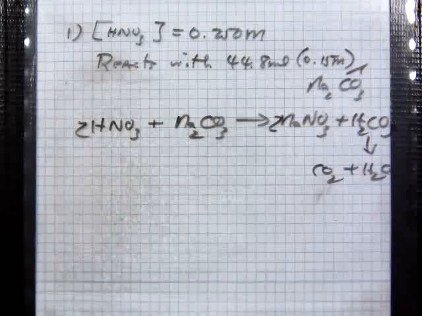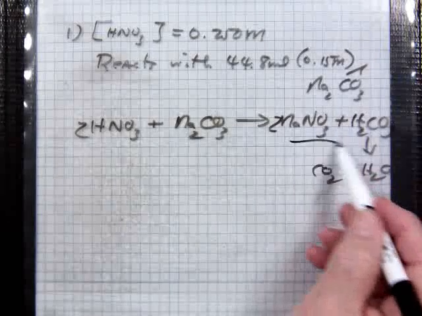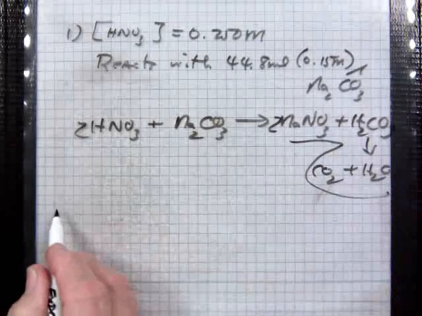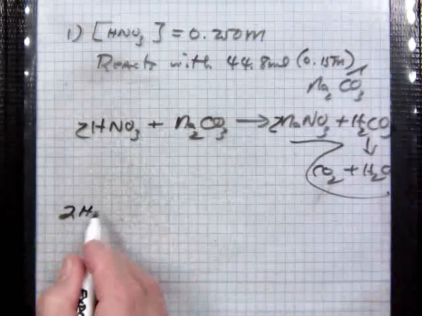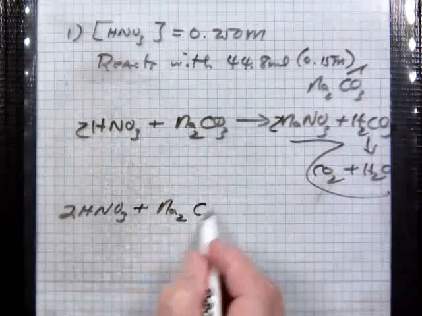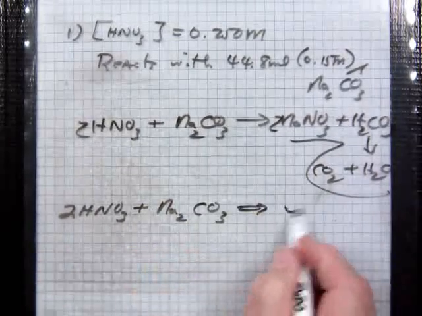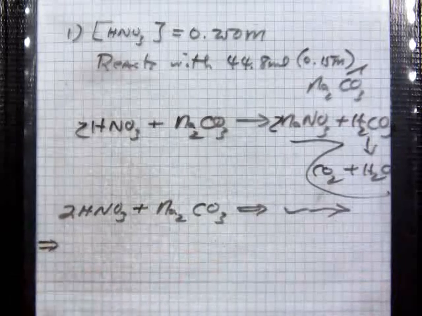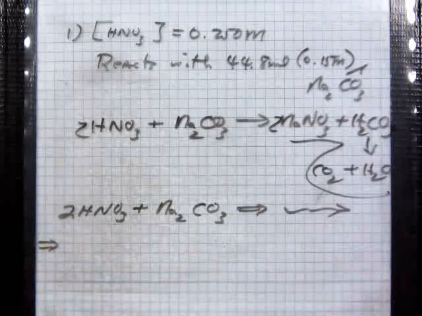Now the problem that you're looking at says, how does one reactant interact with the other reactant? So I really don't need this part of the equation. So what I'm going to do is I'm going to say 2HNO3 plus Na2CO3 goes to whatever. Okay, and then I'll come down here and start putting in my data in here.